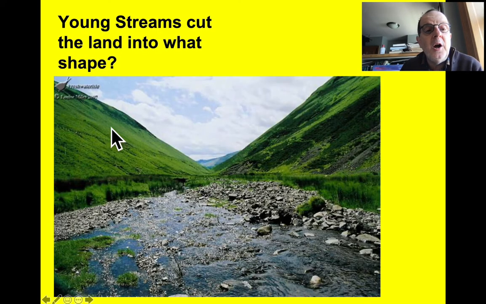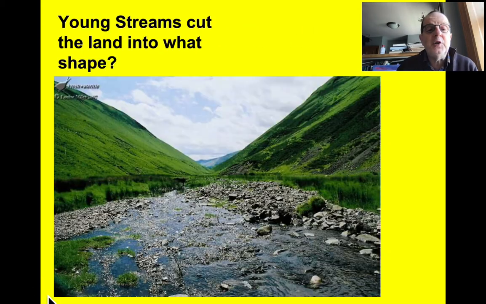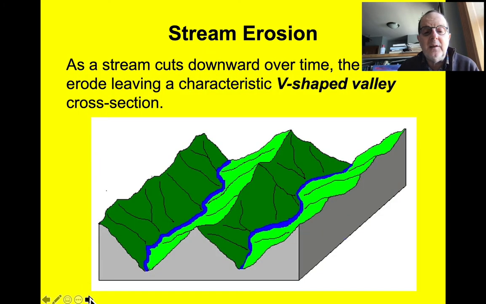So young streams cut the land into what shape? Here's a young stream up high in the mountains. And what's the shape of our channel here? I think it's pretty obvious to see that with stream erosion, the stream cuts downward over time. The banks erode, leaving a characteristic V-shaped valley. You need to know that streams erode the area they go through, particularly the young, high elevation stream, into a V-shaped valley. We often see this in the mountains.